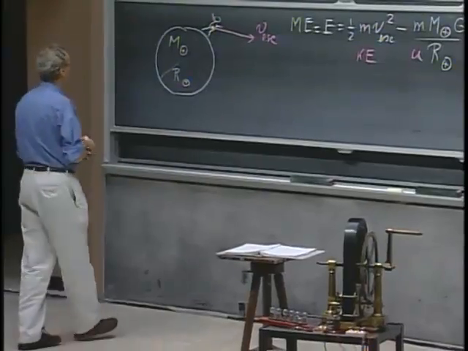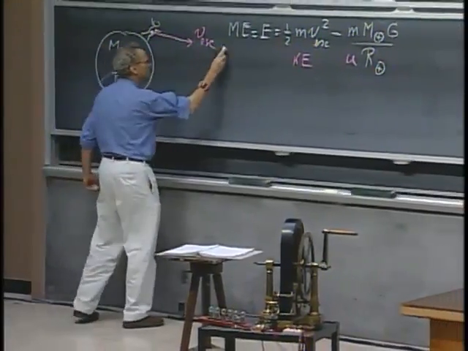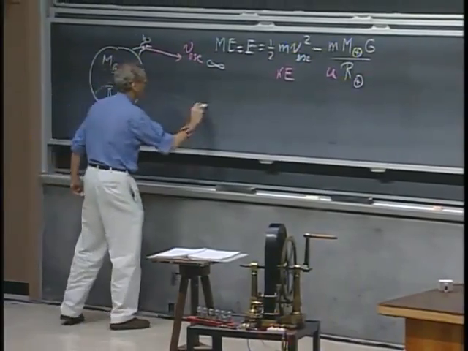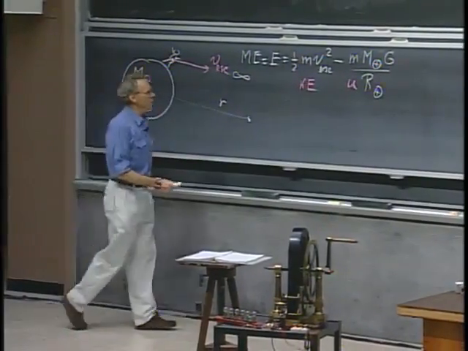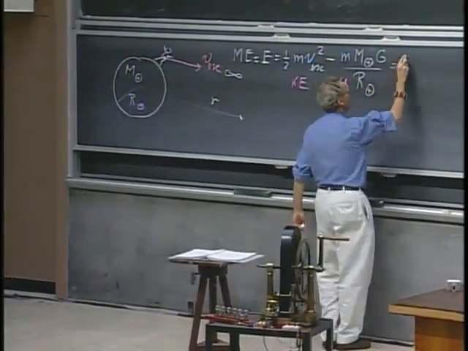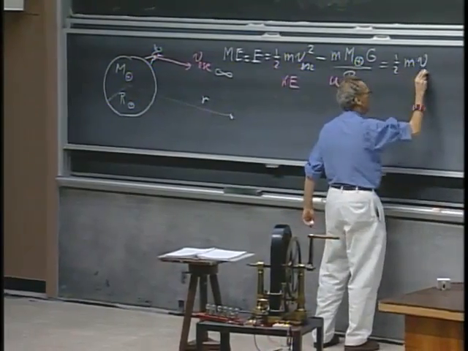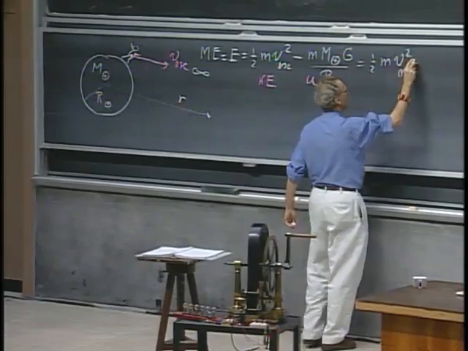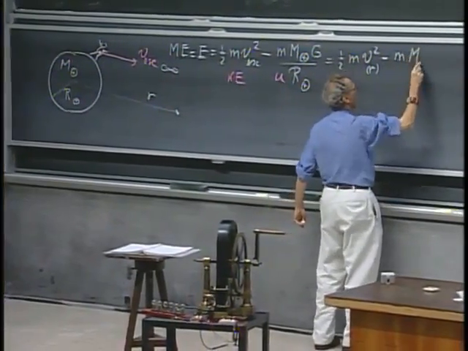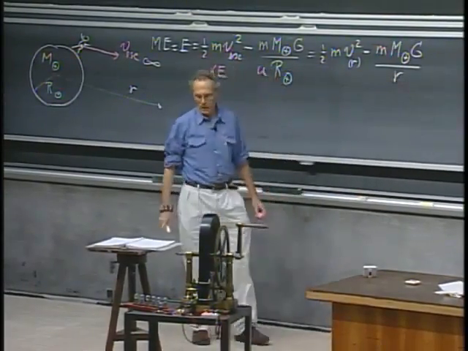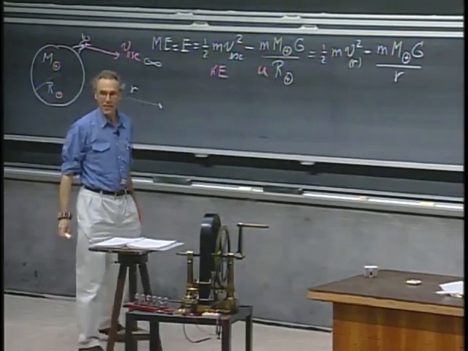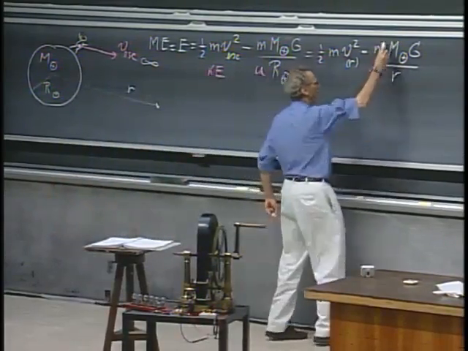Mechanical energy is conserved because gravity is a conservative force. So no matter where you are on your way to infinity, if you are at some distance r, that mechanical energy is the same. And so this should also be 1/2 m v at a particular location, r squared, minus m M_Earth G divided by that little r. And so at infinity, when you get there, little r is infinity, this is 0.